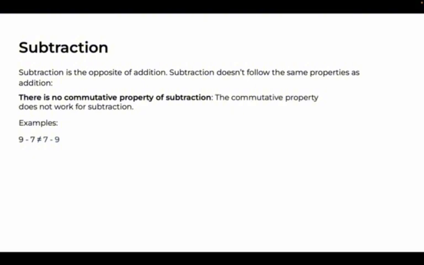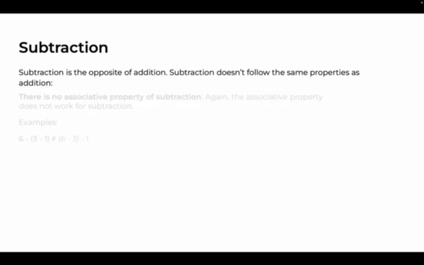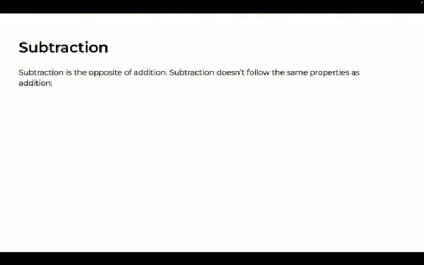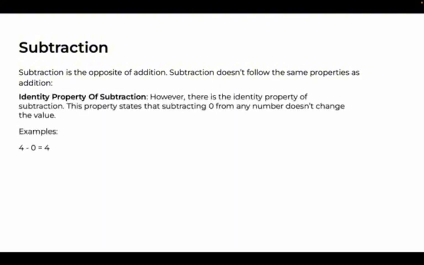First of all, there is no commutative property of subtraction, because the order in which we subtract numbers does matter. There is also no associative property, because the way we group numbers for subtraction also matters. However, there is the identity property of subtraction, which states that subtracting 0 from any number does not change the value.